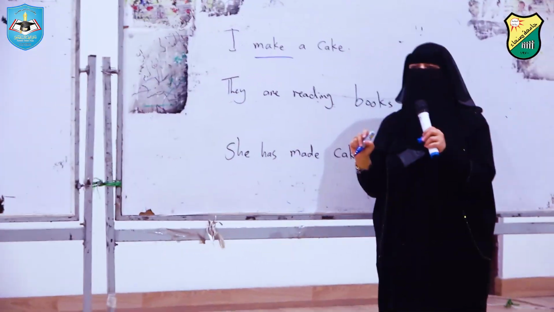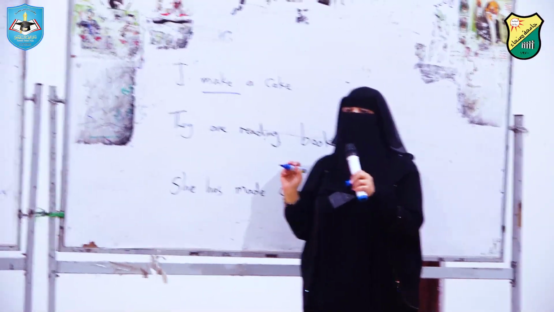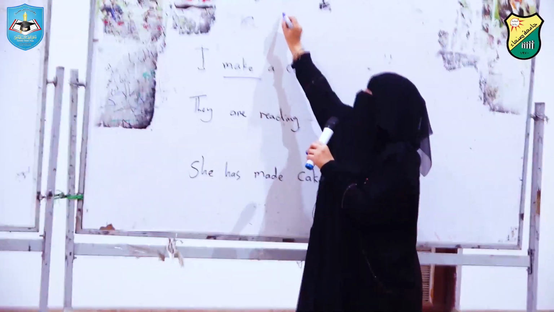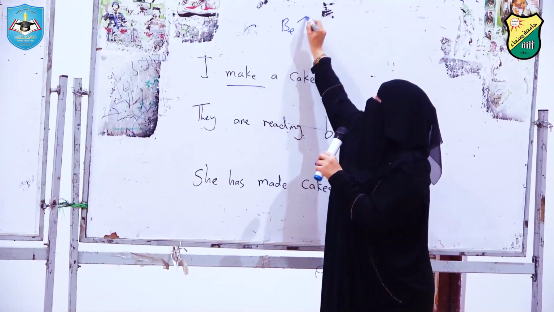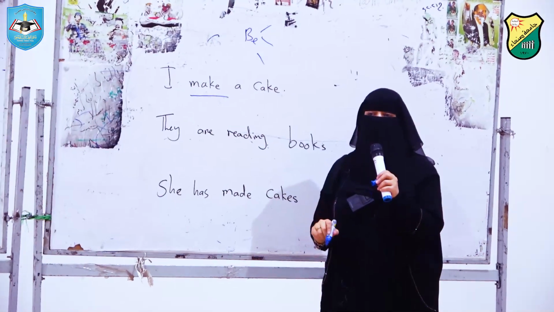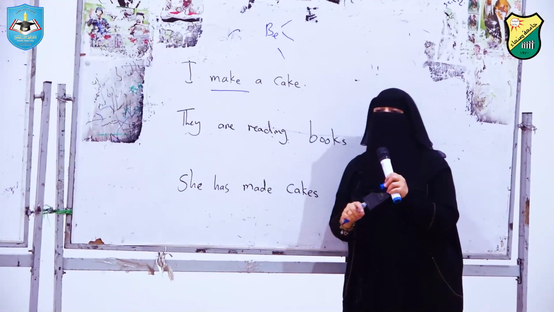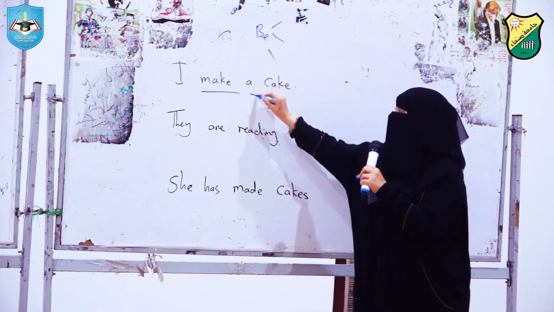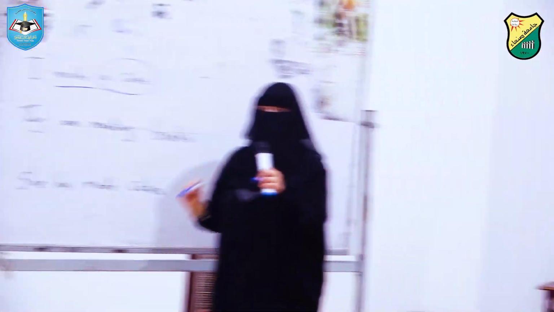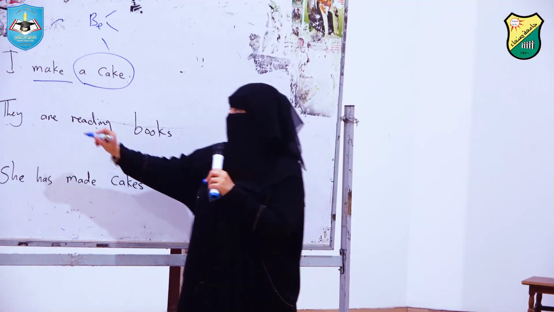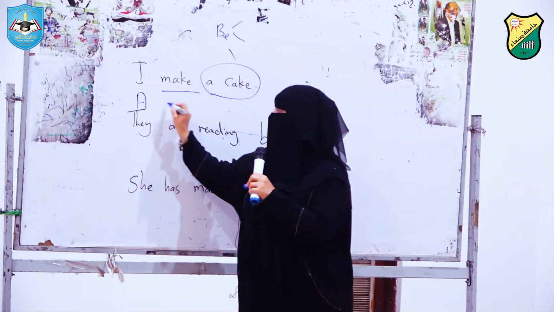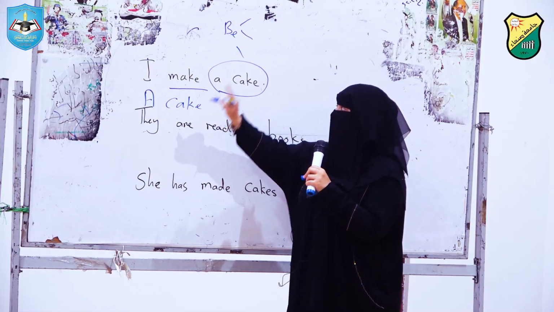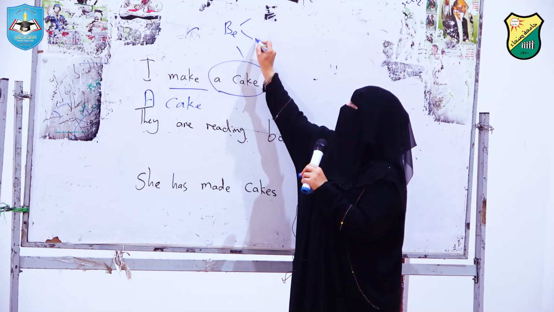So it means it is present simple. In present simple I need to have the helping verb, and we said the helping verb is going to be be. Am, is, are. How can I choose am or is or are? According to the object. Now this is the object. So here it's going to be a cake. Okay. Now it is singular. I have to choose is.